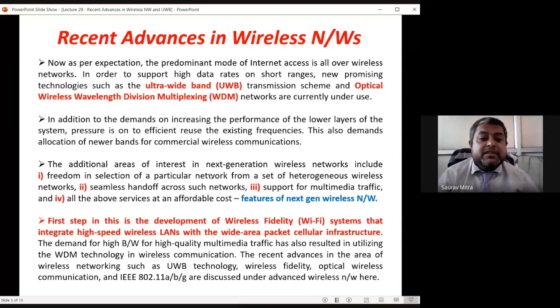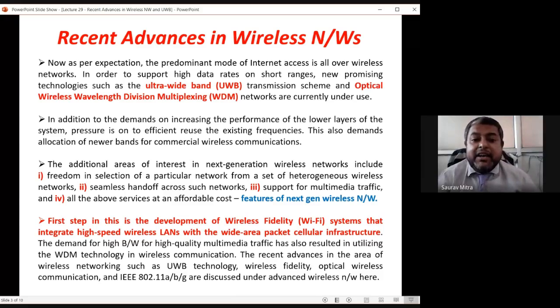Additional areas of interest in next generation wireless networks include these features. Number one, freedom in selection of a particular network from a set of heterogeneous wireless networks. Suppose I'm using 2-3 different communication ranges, such as RF, maybe Zigbee, maybe Wi-Fi. I should be able to switch among all these technologies, or switch from one network to another, like Airtel, Jio, and Vodafone. I should be able to switch among any network. That is the kind of flexibility this recent advanced network should be able to give.